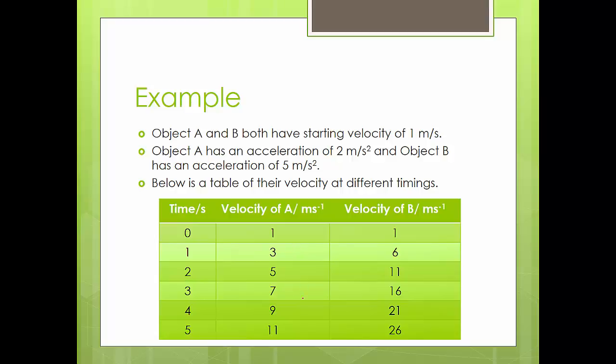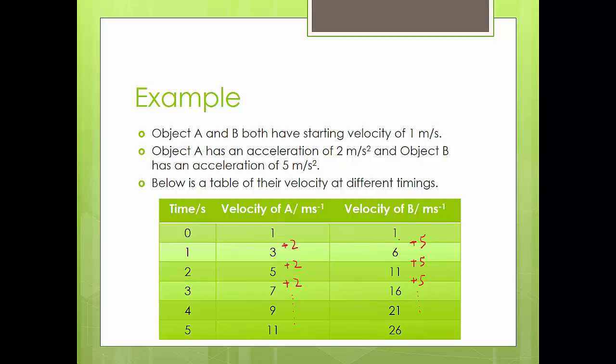If you look at this, the pattern is actually very simple. A has an acceleration of 2, so for every 1 second it changes its speed by 2, then by 2, then by 2, and so on. For B, which has a higher acceleration, it changes speed by 5, by 5, by 5, and so on. So at the end of 5 seconds, A has a lower velocity compared to B.